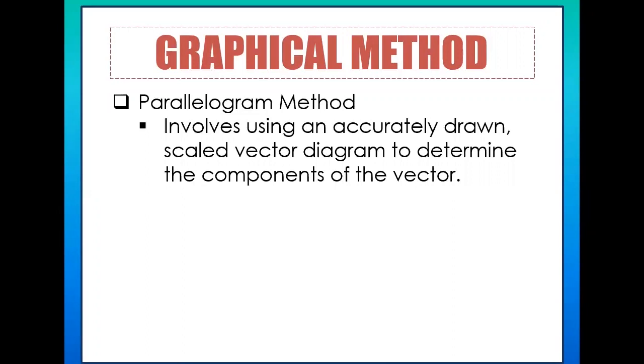There are steps that we have to follow for this method of vector resolution. As mentioned earlier, we have to accurately draw the vector to a certain scale. So we have to properly measure the length of the tail, and we have to use the protractor in order for us to identify or to measure properly the given direction.